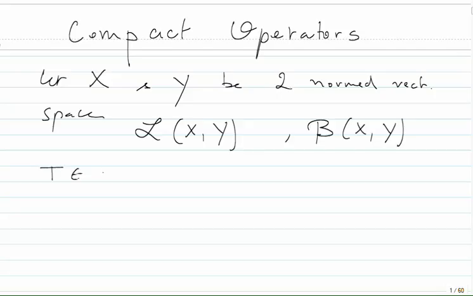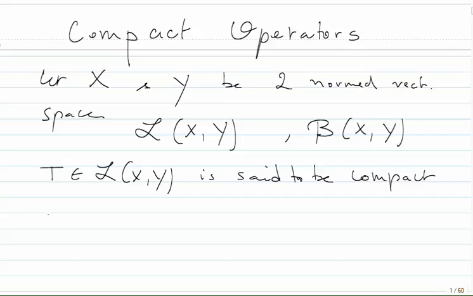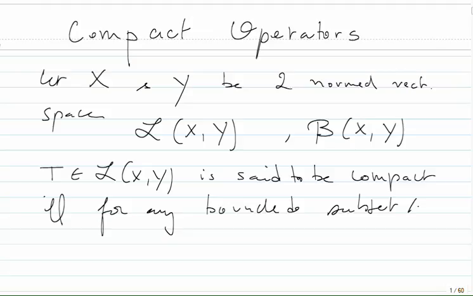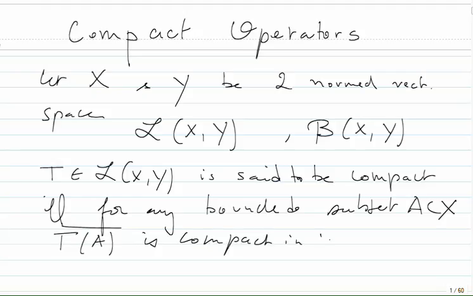T, which belongs to L(X,Y), is said to be compact if and only if for any bounded subset A of X, the closure of T(A) is compact in Y. So in other words, it's relatively compact, and the image of a bounded set is relatively compact in Y.